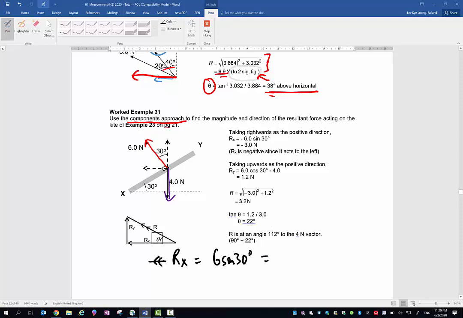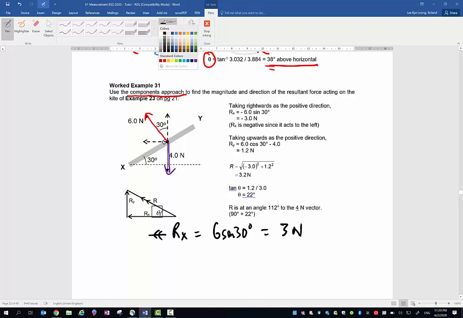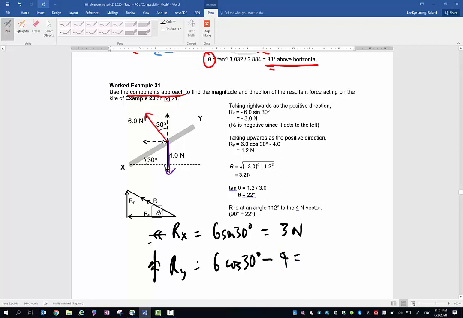So Rx equals 6 sine 30. Sine 30, please, you don't need a calculator. You know sine 30 is half. So it equals 3 newtons to the left. What about the vertical component? It's up to you to take up or down as positive. If I take up as positive, then Ry is 6 cosine 30 plus minus 4, because the 4 is downwards. Anything downwards will be subtracted, so minus 4. This gives me 1.2 newtons.